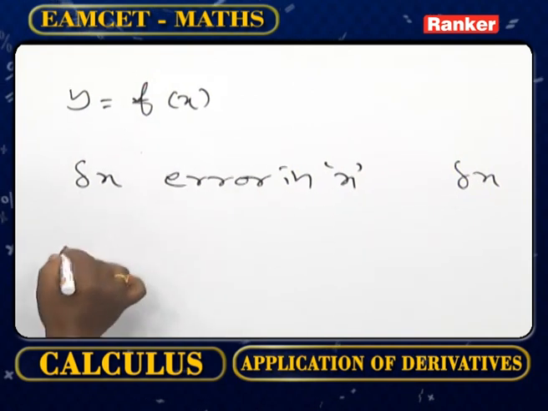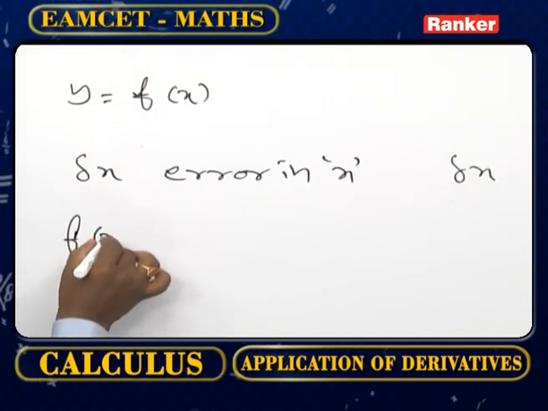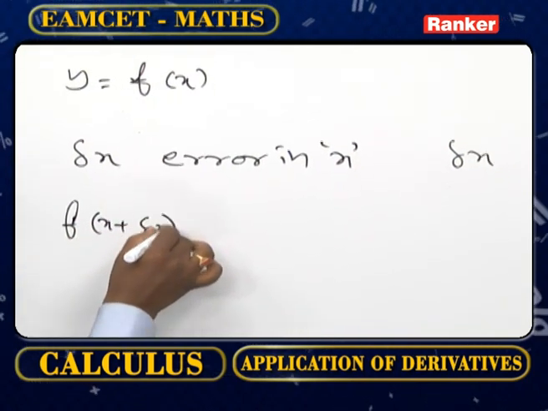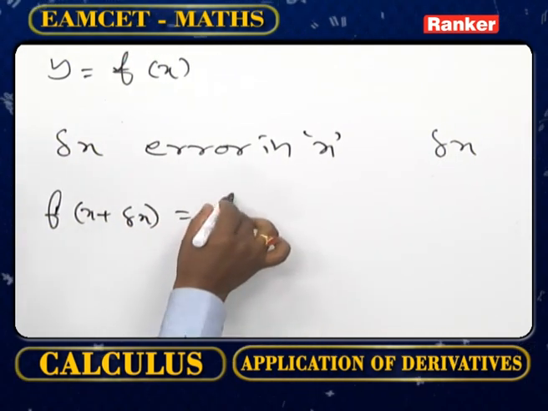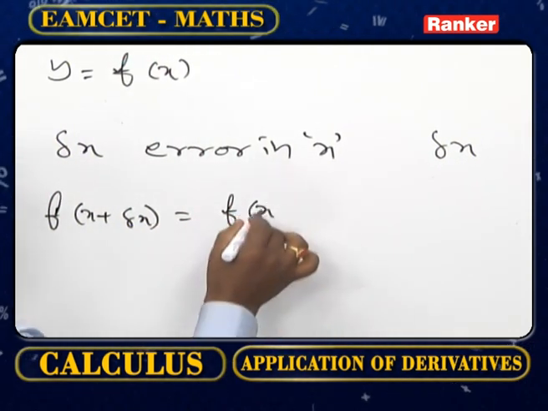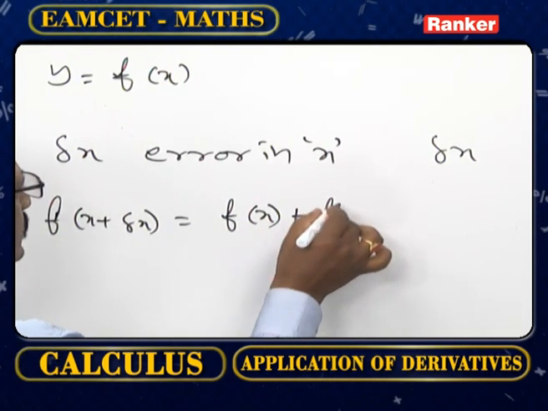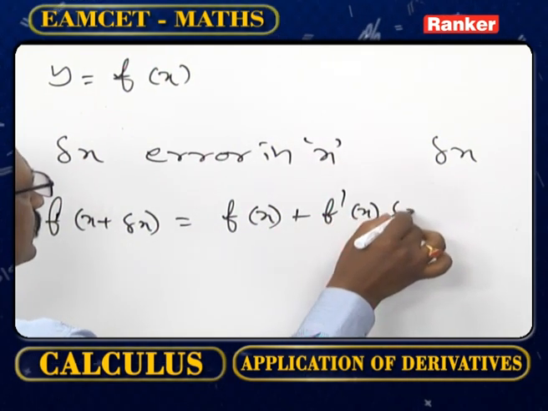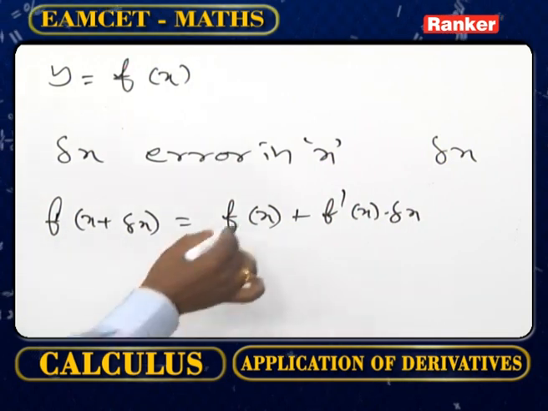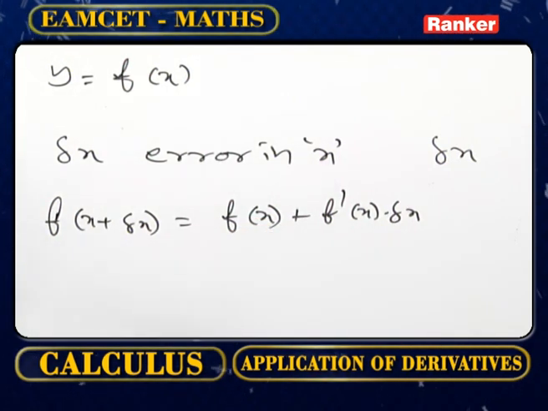Now f of x plus delta x equals f of x plus f dash x into delta x.